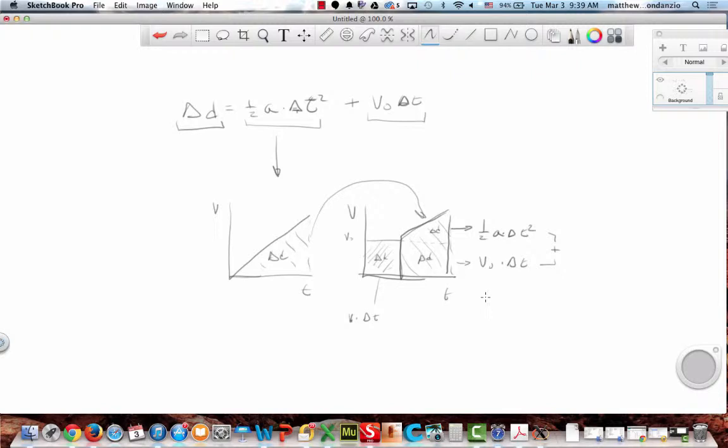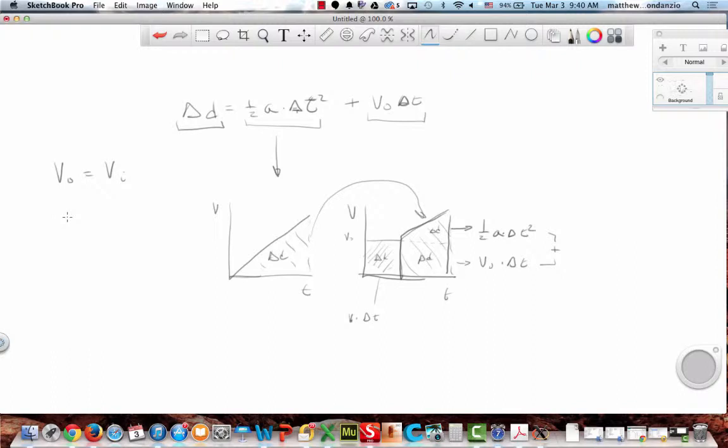Yes, ma'am. What is the v after? V naught, V initial. That's my initial velocity before I accelerate. Sorry, I write the initial velocity as V naught or V initial. I apologize, I do that. I'm just letting you know. It's the same thing.